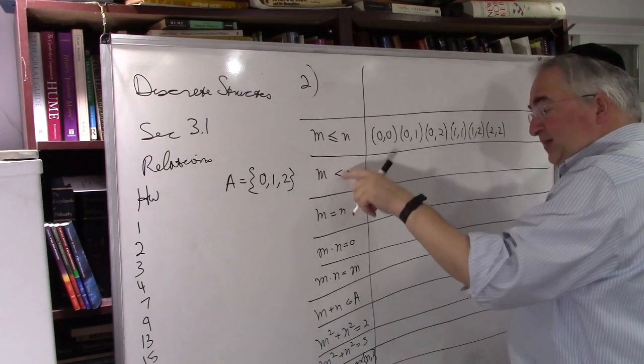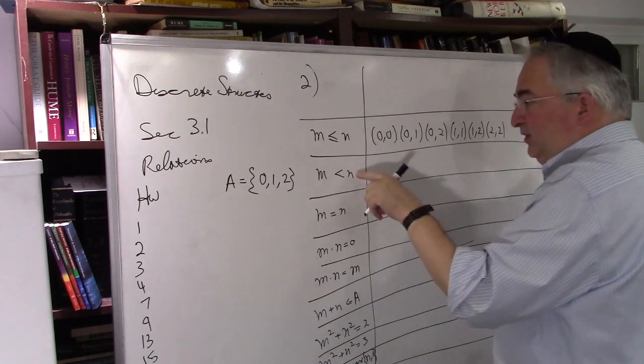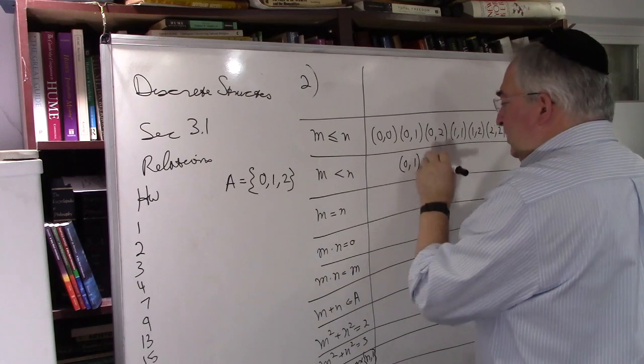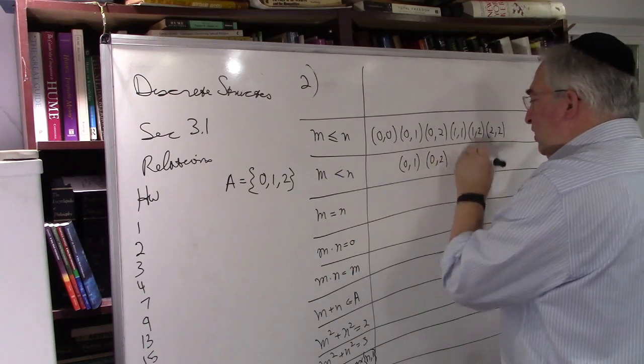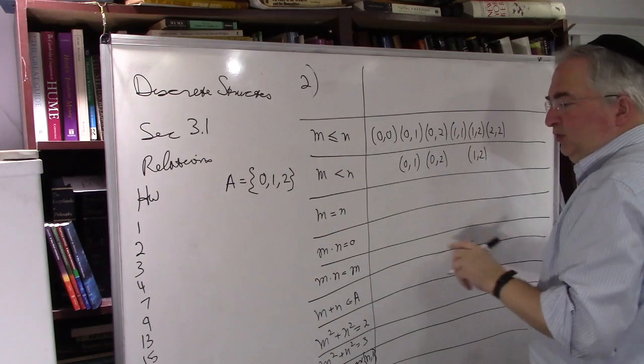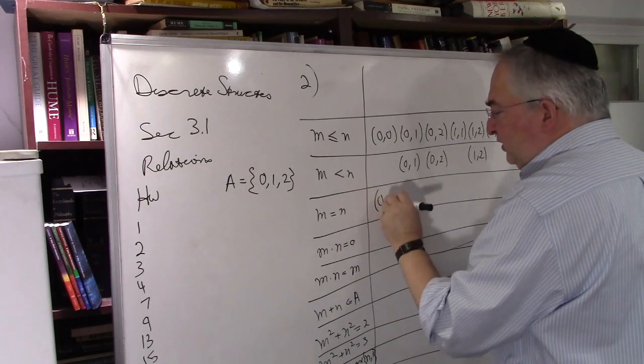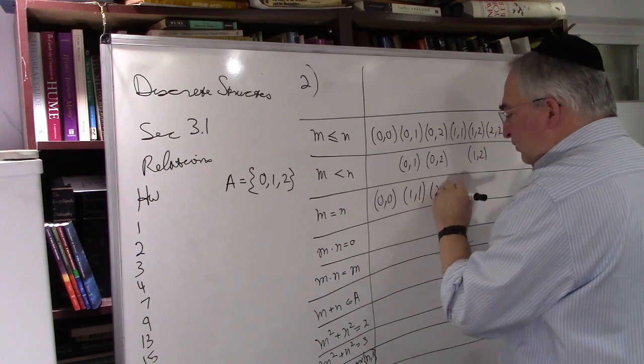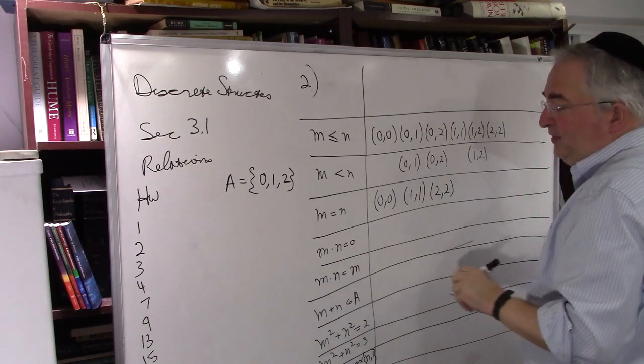Okay, m less than n is a subset of this because it doesn't have equal. So it's just going to be 0, 1, 0, 2, 1, 2. Great. M is equal to n, and that's easy. 0, 0, 1, 1, 2, 2. That's it.